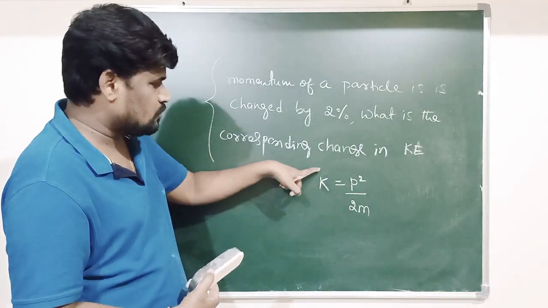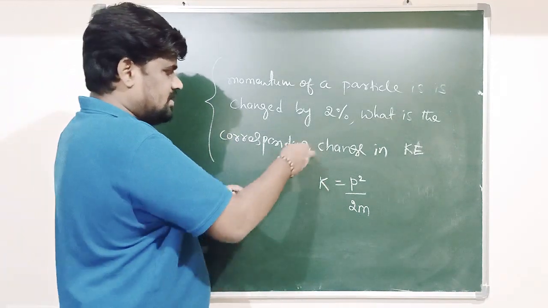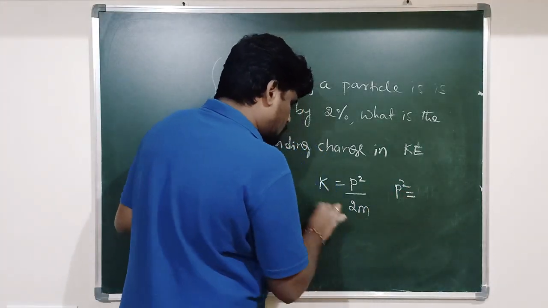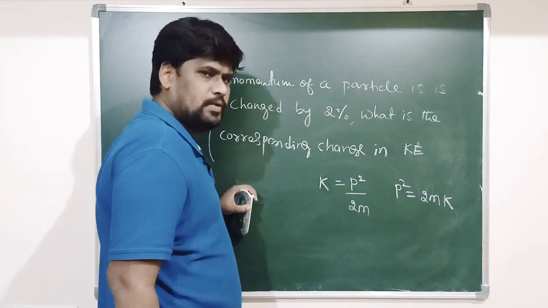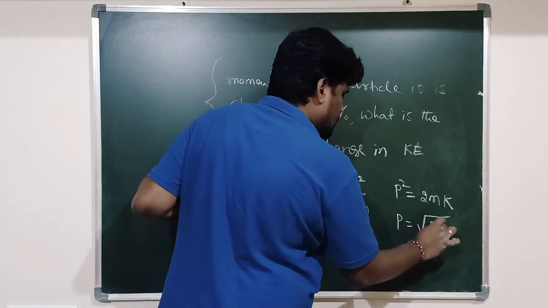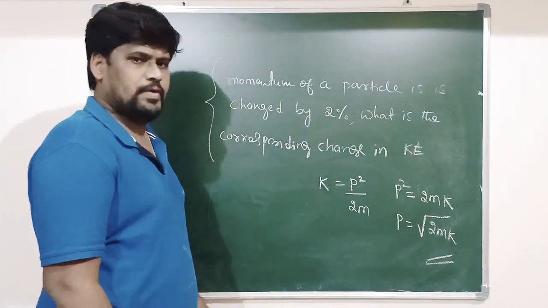This formula is used to calculate the kinetic energy when the momentum is given. Same formula, that is P square is equal to 2mK. This implies P is equal to root of 2mK.